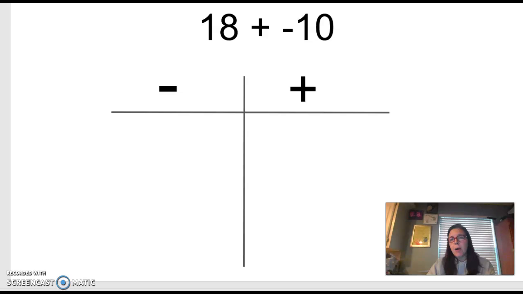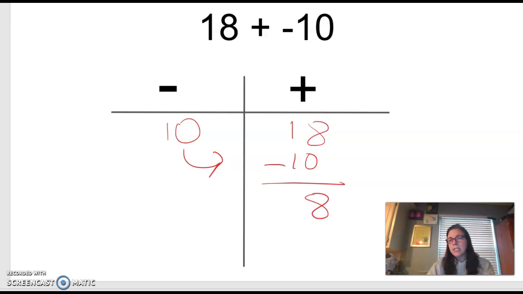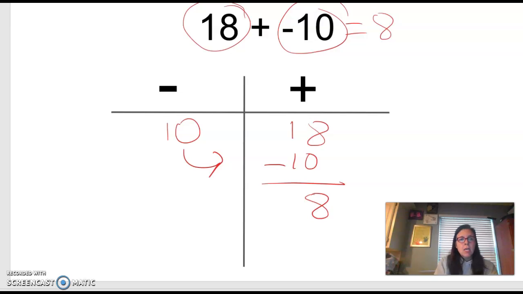Here, we have a +18 and a -10. Since they're in different columns, we're going to swing and subtract. 18 minus 10 is 8, and it's in the positive column because we have more positives than we do negatives. We have 18 positives and 10 negatives, okay? So we should have a positive answer.